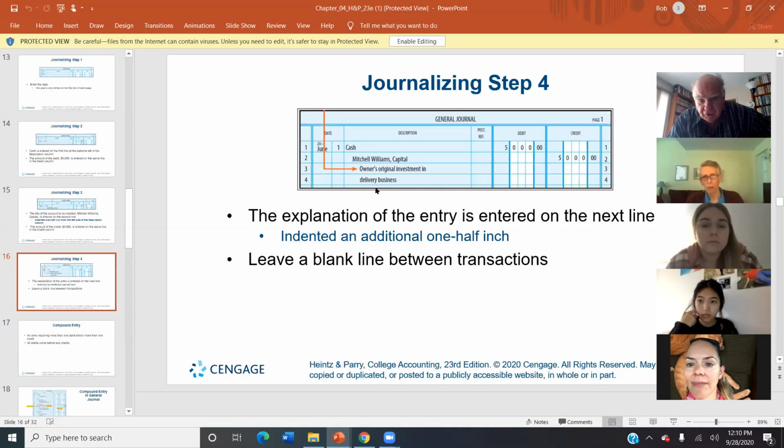And the explanation: owner's original investment in delivery business. Like I said earlier, that can be just a few words. Owner's original investment would be fine. The explanation is important, because if you can't write a simple one, it might mean that your journal entry is wrong because you're having trouble describing it.